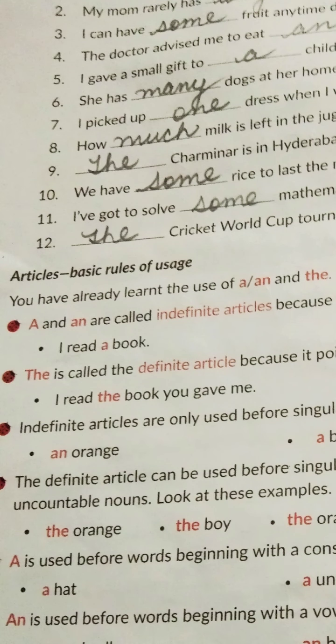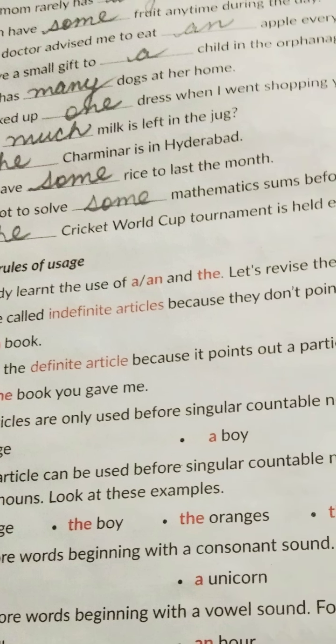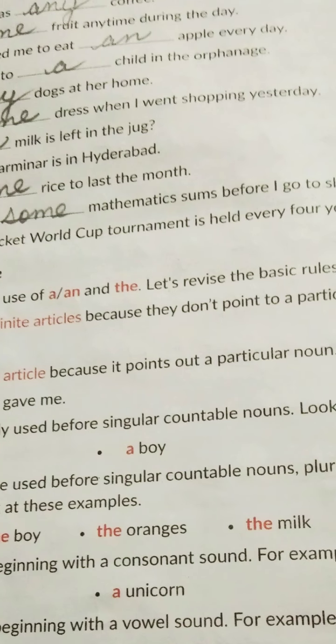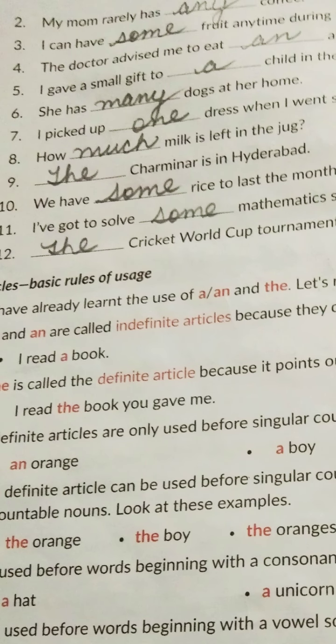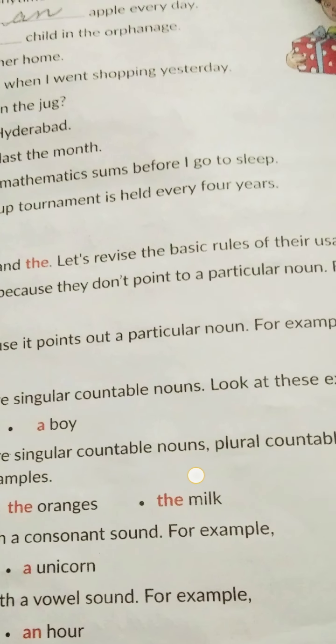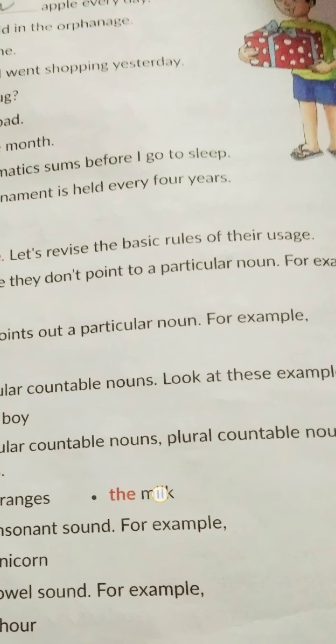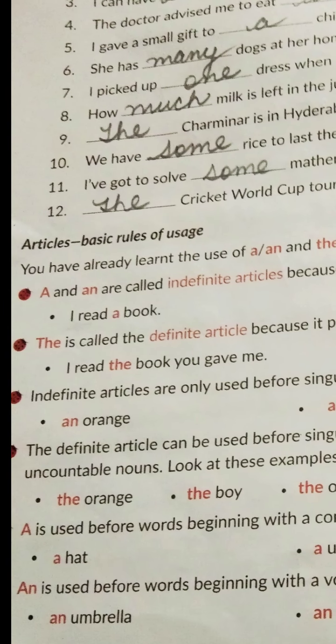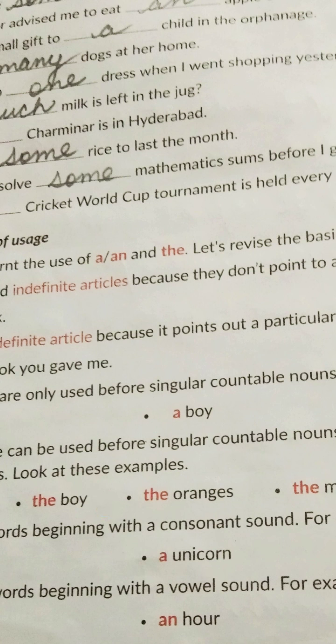For example, I read a book. Okay, so a book means any book. Now the is called the definite article because it points out a particular noun. I read the book you gave me, because I know the book which you have given me. So the has been used. Now indefinite articles are only used before singular countable nouns. Look at these examples: an orange, a boy. So these are countable, which can be counted.